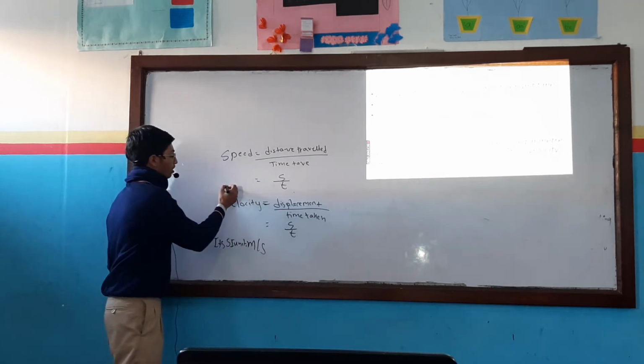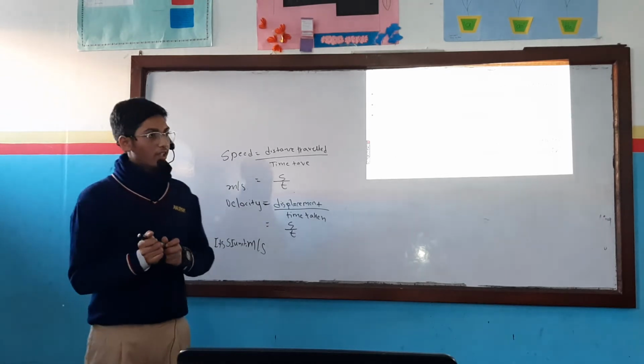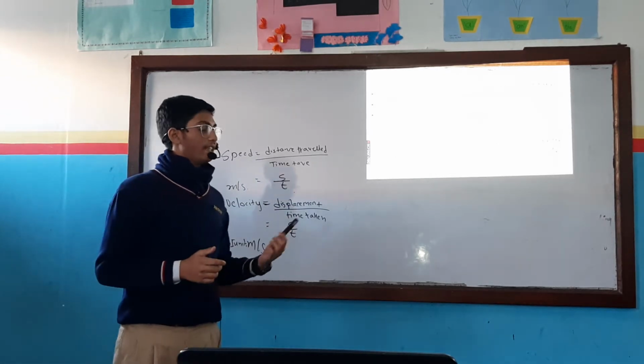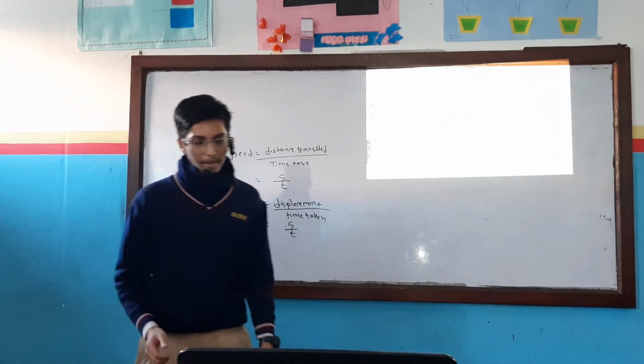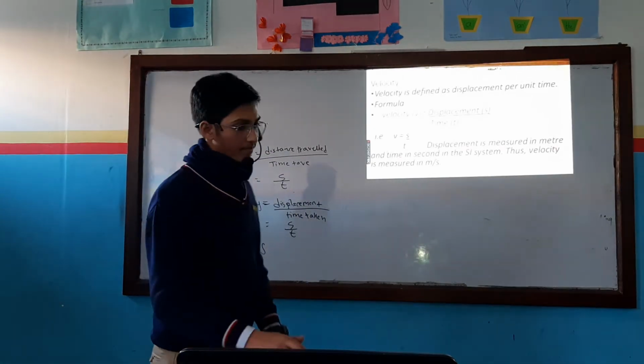Likewise, speed's SI unit is also meter per second. But velocity is a vector quantity. It means that it has both direction and a magnitude. It moves in a particular direction.